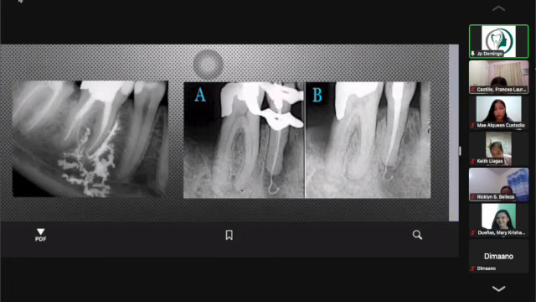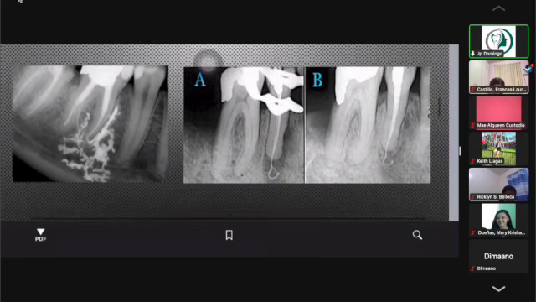A large ZOE sealer overfilling. But this scenario was tolerated by the patient for many years. So, asymptomatic for the longest time. And this is miraculously unbelievable because there is no neurovascular involvement in this situation. Okay? So, let's go to another case, the one with A and B.